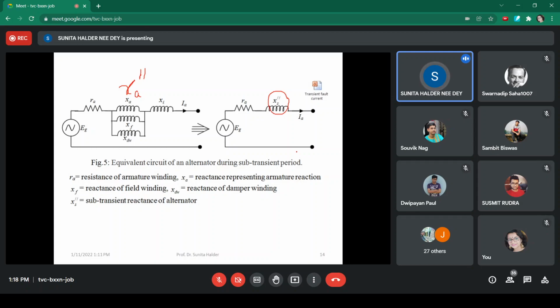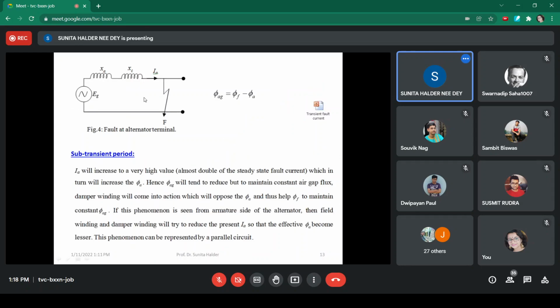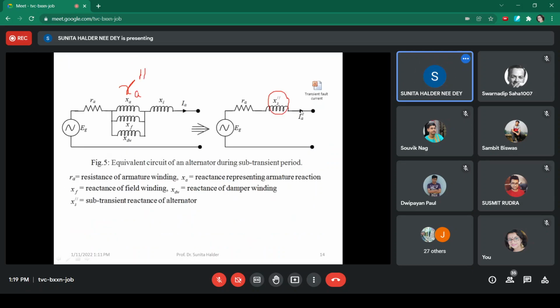So in short, during the subtransient period, we cannot represent the equivalent circuit of an alternator by this one. We have to represent this XS by XS double dash, because in that case the field winding and damper winding are trying to reduce the air gap armature reaction. So they are in opposition, and for that reason we have to consider them also. So it will be XS double dash instead of XS. Have you understood this?